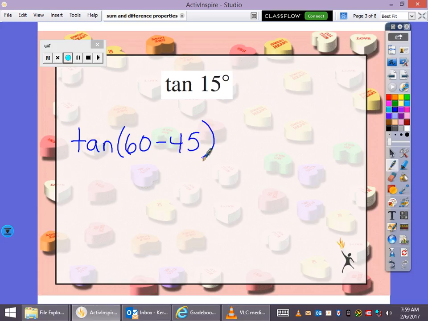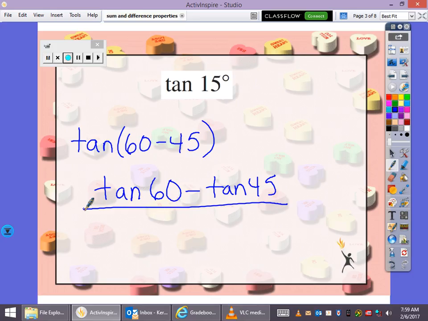Okay? And looking at my formula, I'm going to do the tangent of 60 minus the tangent of 45, over 1 plus, in the denominator the sign changes, plus tangent of 60 times the tangent of 45.